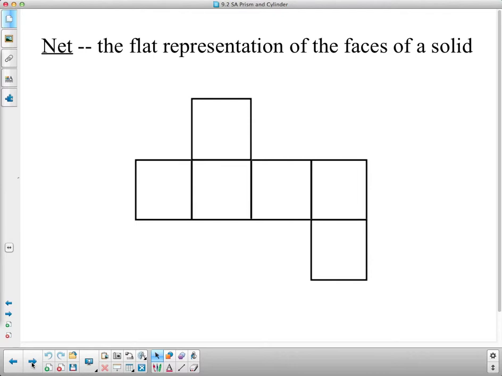Is it when I cut out through flat? Yeah, so it's flat, and then you cut out the shape and fold it up.